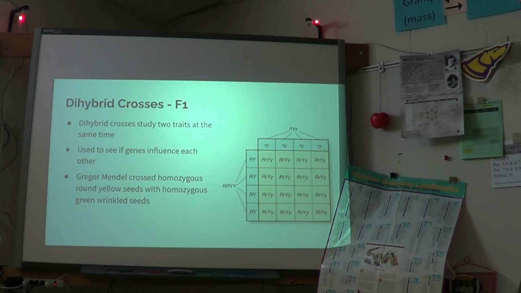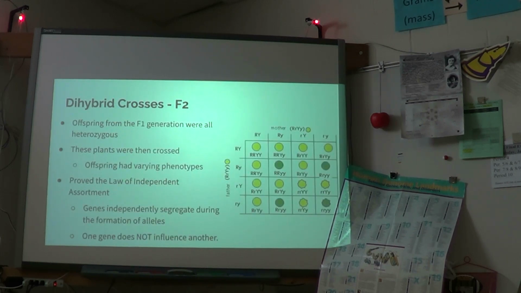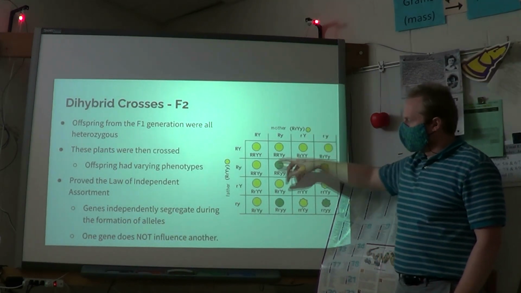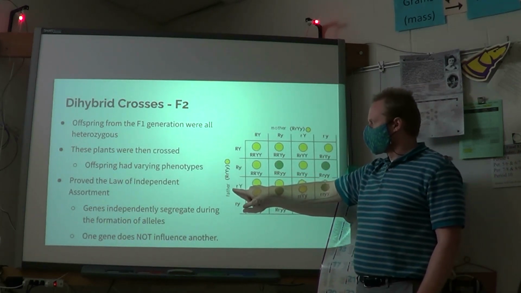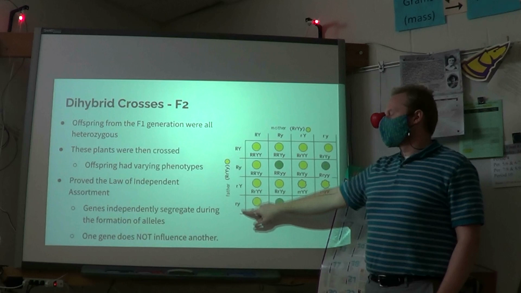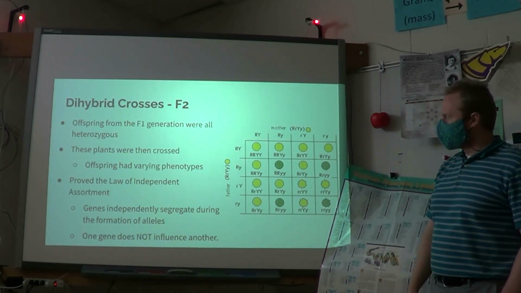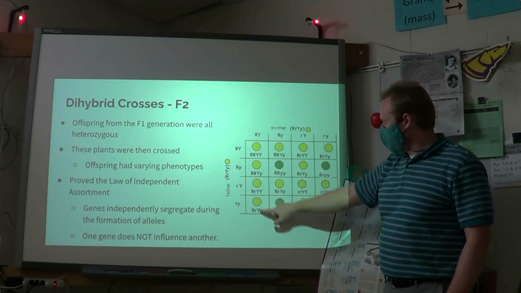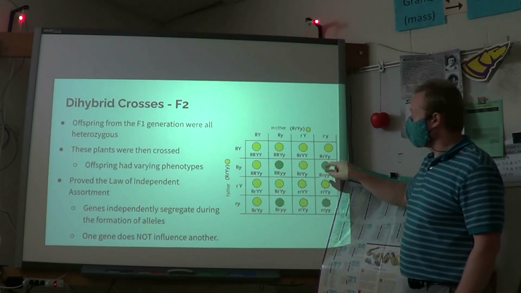When he took big R, big R, big Y, he went through and he got all of an F1 generation, and then he took all of those big R, little r, big Y, little y, heterozygous dihybrids, and he crossed them. He found that if he had a round yellow heterozygous and he crossed it with a round yellow heterozygous, statistically his results came out, I believe, 9 to 3 to 3 to 1. It's 9 of these to 3 of these. Yeah, 9 to 3 to 3 to 1.